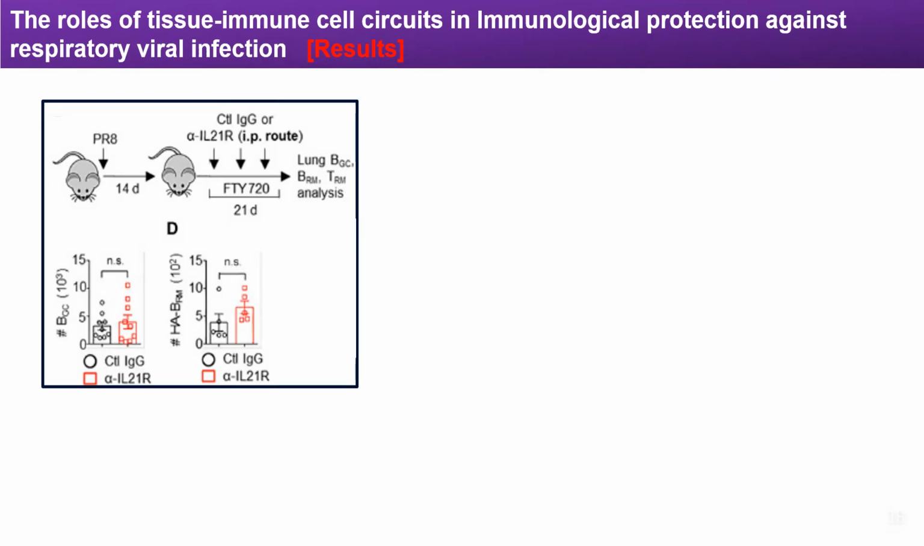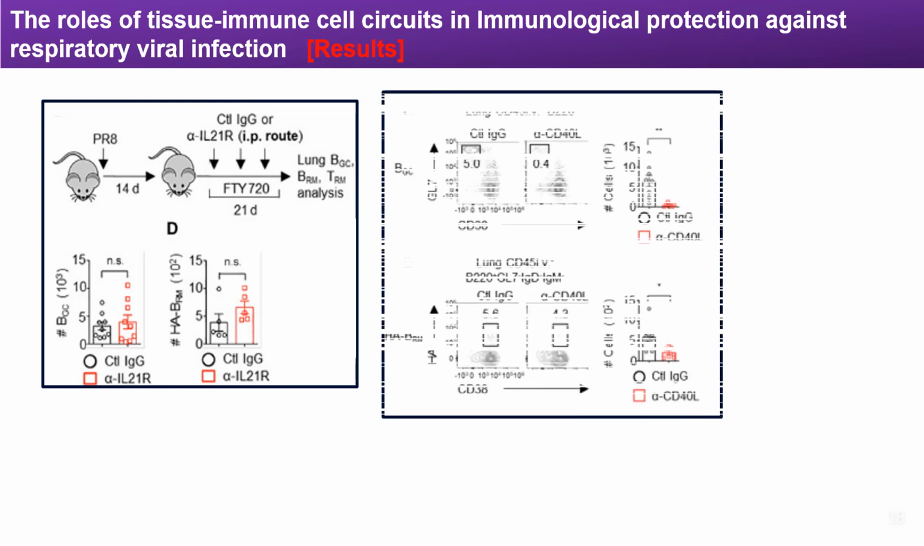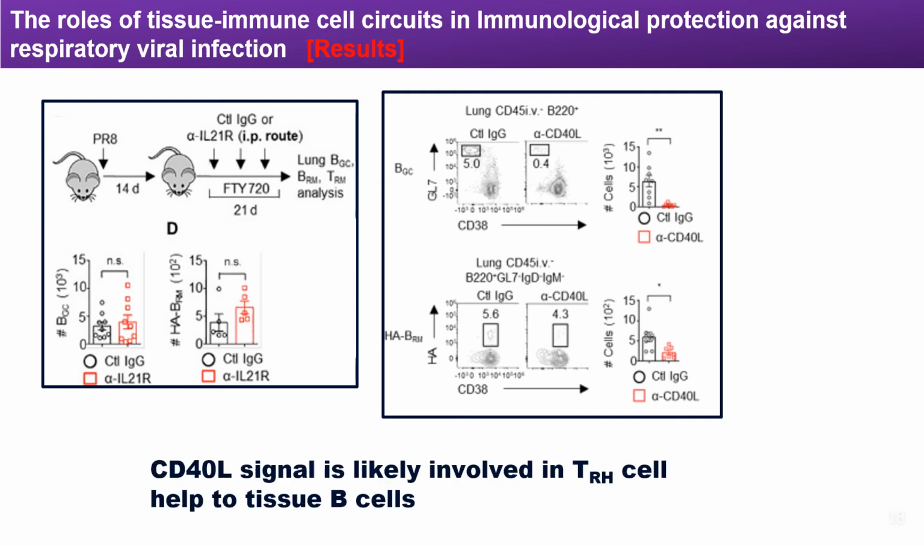Unlike CD8 TRM cells, the BRM cells were not affected by IL-21 signaling. They were not changed at all under the IL-21 signaling blocking condition. So next, to identify how TRH cells help BRM maintenance, I focused on CD40 ligand signaling, because traditionally TFH cells express high levels of CD40 ligand, and in my hands TRH cells also express high levels of CD40 ligand on their surface. I didn't put the data here. So I treated with anti-CD40 ligand antibody. Then I found the germinal center B cells and antigen-specific BRM cells were significantly reduced. The result indicates CD40 ligand signaling is likely involved in TRH cell help to tissue B cells.